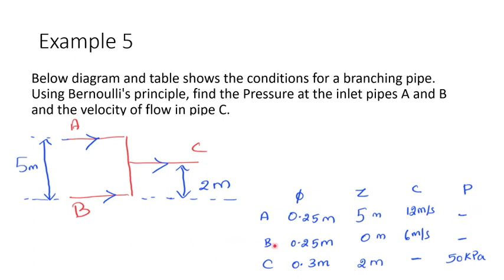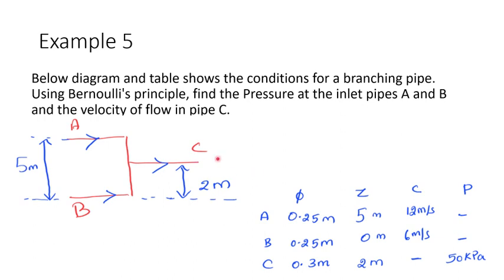And for section B, what do we know? The diameter of the pipe is again 0.25, just like pipe A. And Z of B is 0 meter. So B is the datum. The velocity with which water is flowing through B is 6 meters per second. So P2 we do not know.